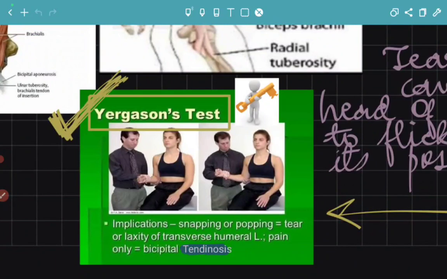The patient will resist supination movement and at the same time will be asked to perform lateral rotation. If while performing this test, there is popping of the tendon, that is biceps tendon, that will indicate the tear or laxity of transverse humeral ligament. But if there is only tenderness at this point, that will indicate bicipital tendinosis.